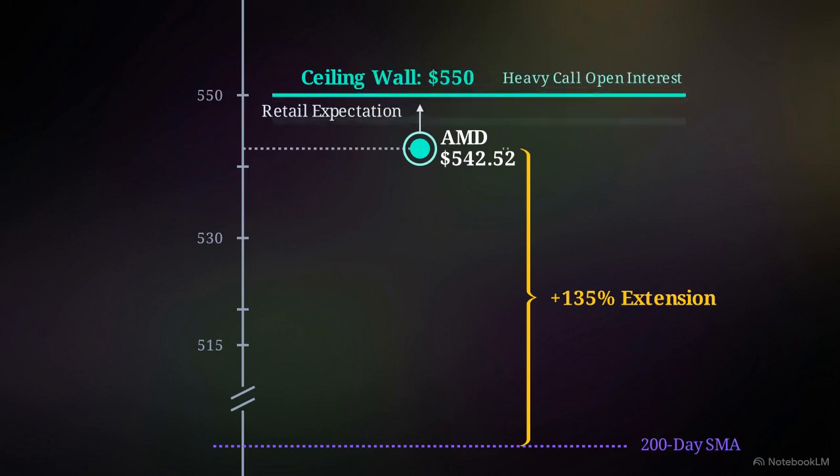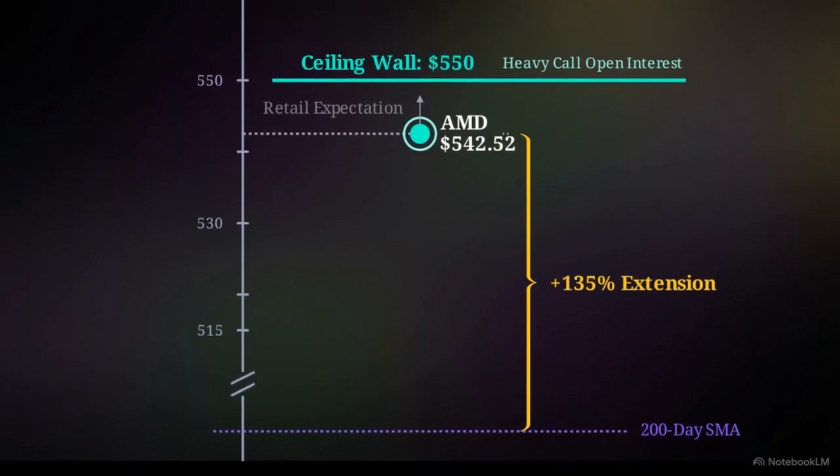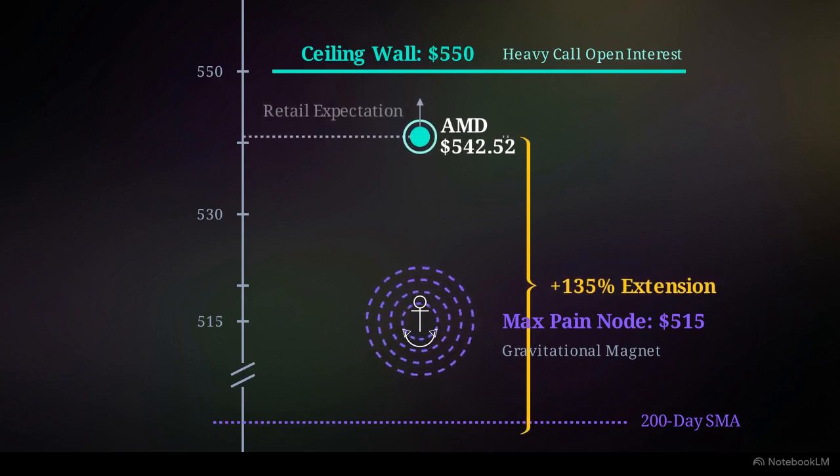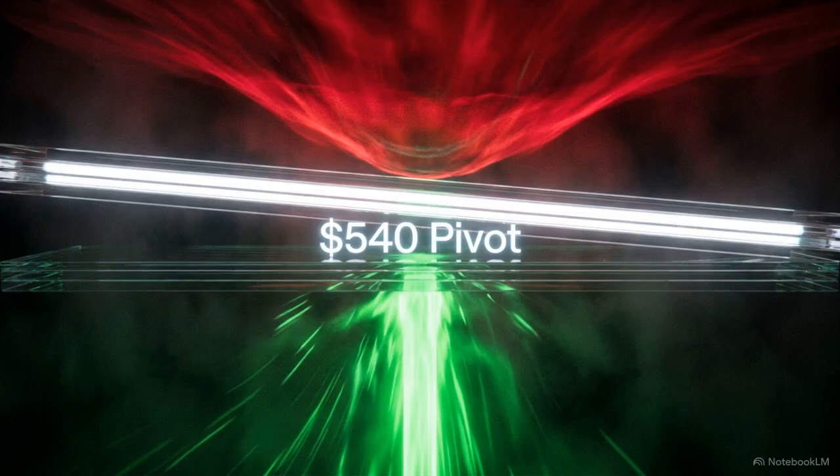Those boundaries take the form of a ceiling wall. Heavy call open interest sits squarely at the $550 strike price, creating a rigid mechanical barrier that options dealers must defend. And sitting far below the current price is a gravitational pull. The max pain node, the mathematical point where the maximum amount of options contracts expire worthless, is anchored at 515. AMD is physically pinned between this upward velocity and downward gravity. Its next move depends entirely on a single structural pivot point, the $540 line.